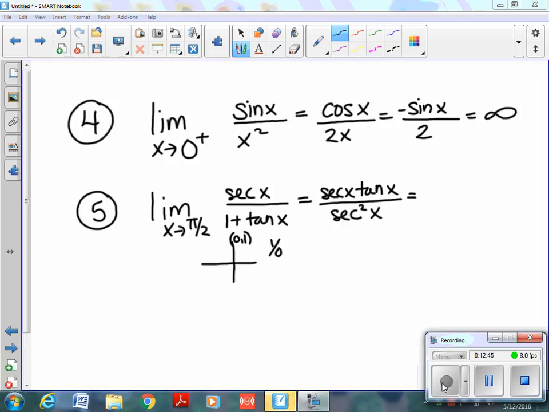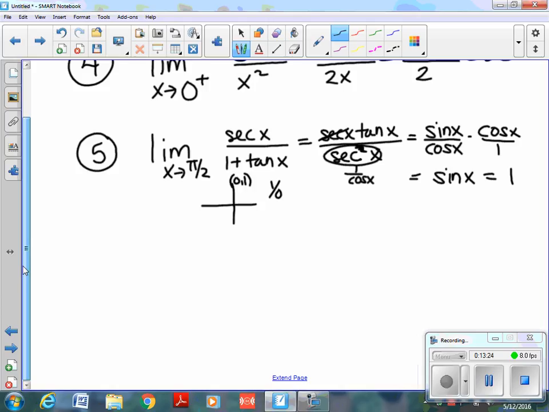Here comes the trigonometry now. They both have a secant, so I'm going to cancel one out. Tangent is sine of x over cosine of x. Tangent is sine over cosine. And then this is really 1 over cosine. So when you flip it, it's cosine over 1, which ends up just being the sine of x. We still need to plug in as x is approaching pi over 2, where the sine equals 1. So these are just different problems using L'Hopital's.